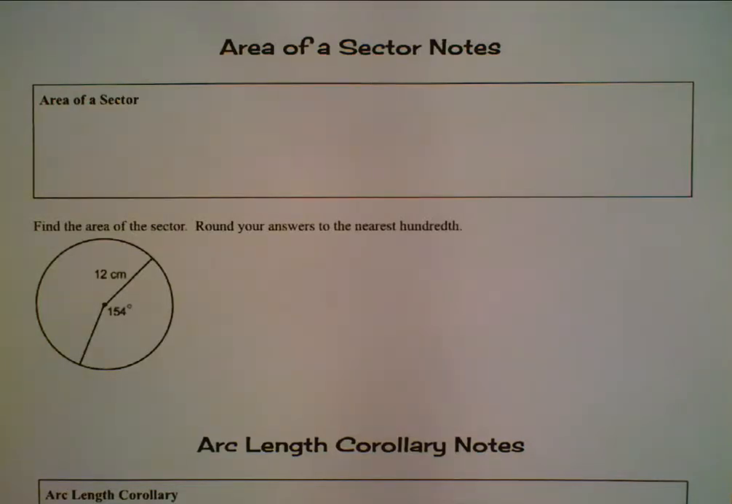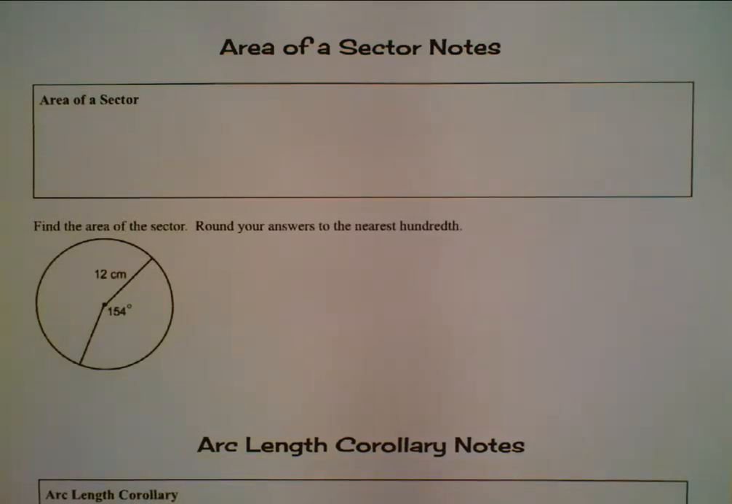All right, so on this page of notes, we're going to be looking at some examples dealing with two different types of formulas involving circles. First of all, we have the area of a sector, and we're going to talk about what a sector is in just a moment. And we're also going to be looking at the arc length corollary, and that's going to give us something to talk about with arc length versus arc measure.